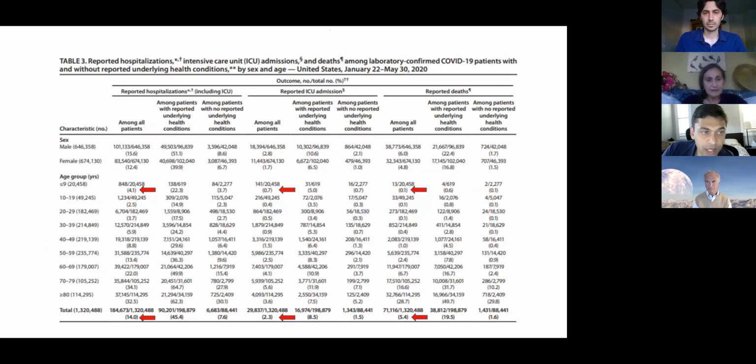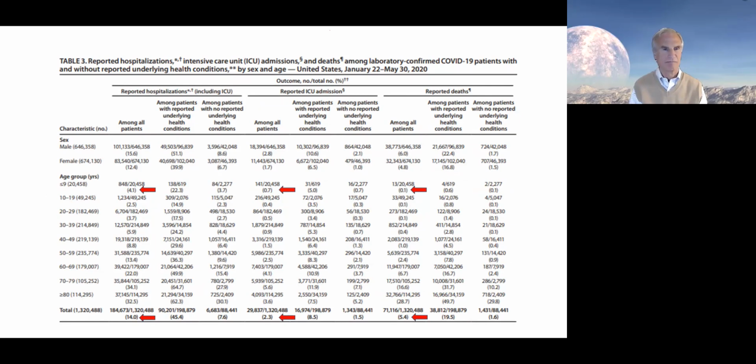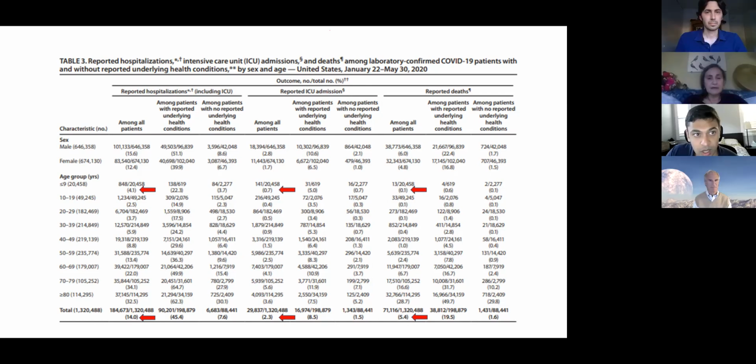Perhaps even more importantly is not only were children less likely to get infected, when they were, they had less severe disease. So the red arrows show the incidence of hospitalization amongst children, the rate of ICU admission, which was only 0.7%, and the rate of mortality, which was actually less than 0.1% and got rounded in this chart. The actual number was 0.06%. As compared to adults in the overall population, which was 14, 2.3, and 5.4 respectively. So in all three accounts, children had much less severe disease.